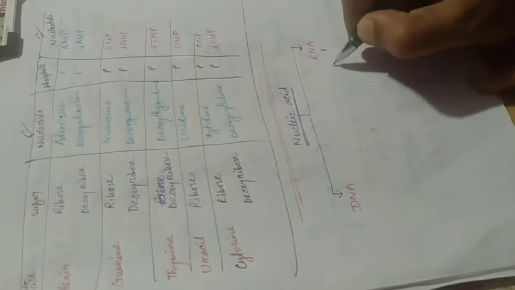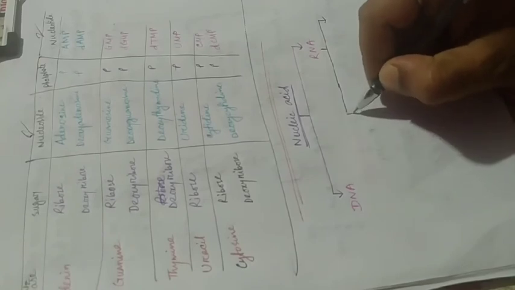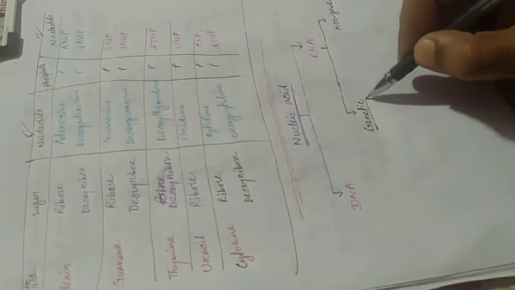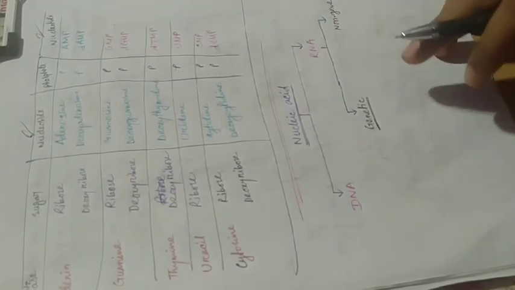Okay. Then we can also classify the RNA into two groups. These are the genetic RNA and non-genetic RNA. The RNA which acts as the genetic material of an organism is called genetic RNA.